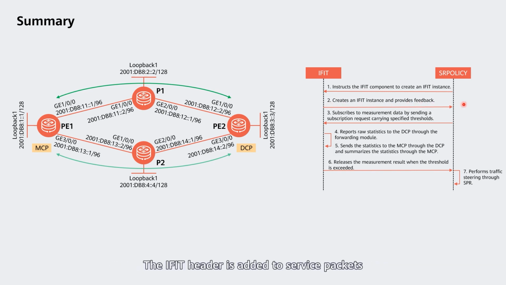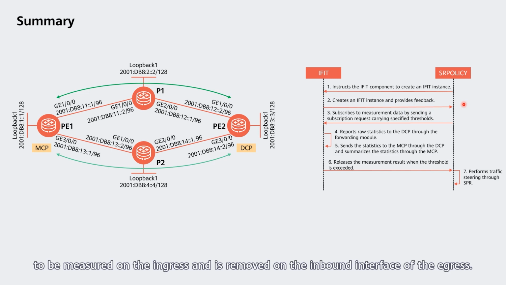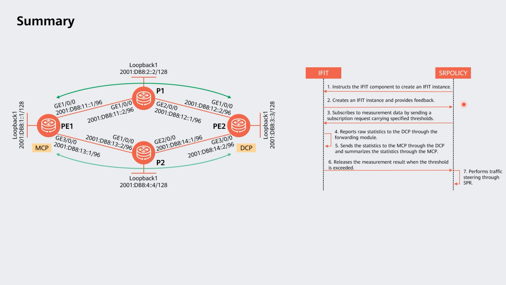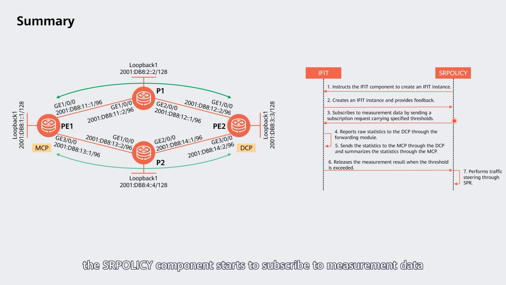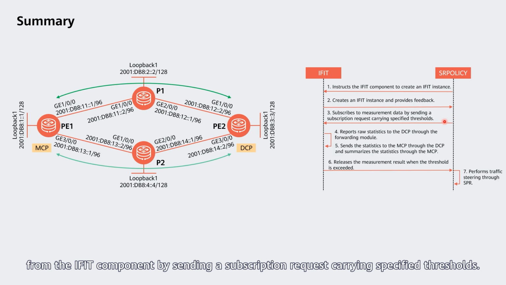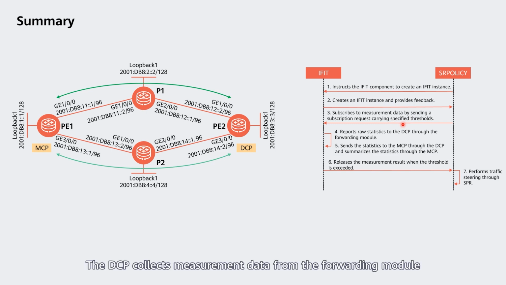The IFIT header is added to service packets to be measured on the ingress, and is removed on the inbound interface of the egress. 3. After receiving feedback indicating that the IFIT instance was created successfully, the SR policy component starts to subscribe to measurement data from the IFIT component by sending a subscription request carrying specified thresholds. The DCP collects measurement data from the forwarding module and sends the data to the MCP, which then summarizes the data and calculates the indicators.